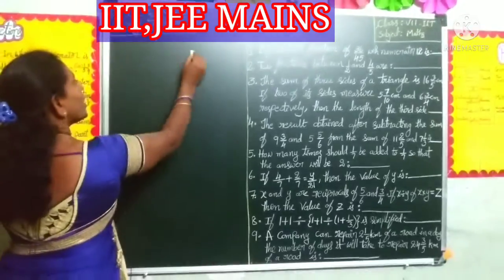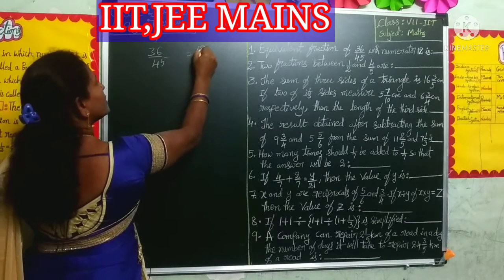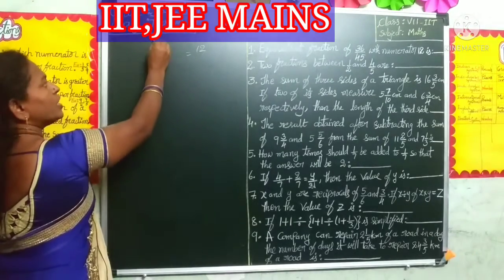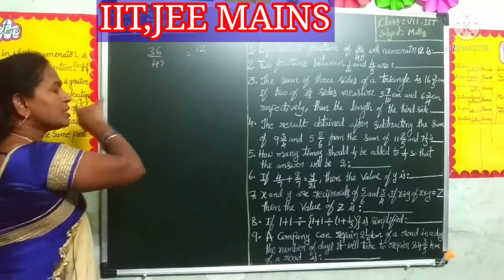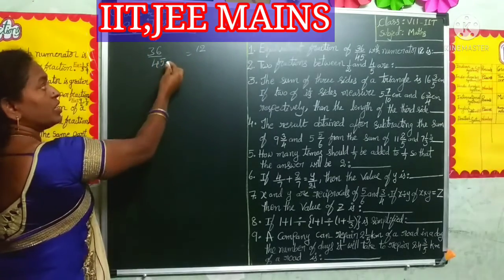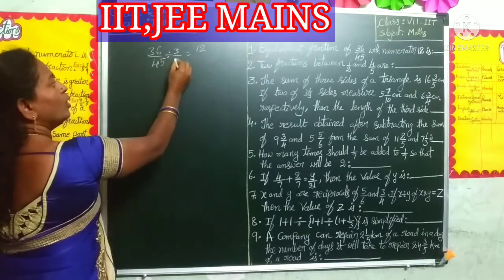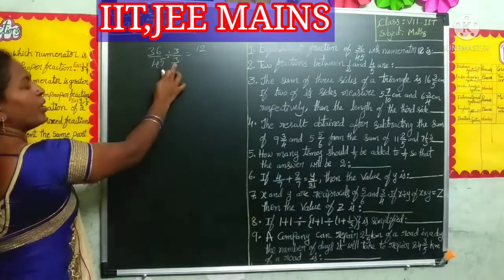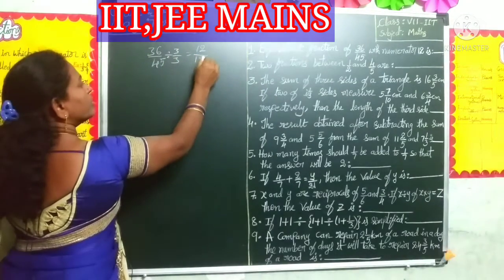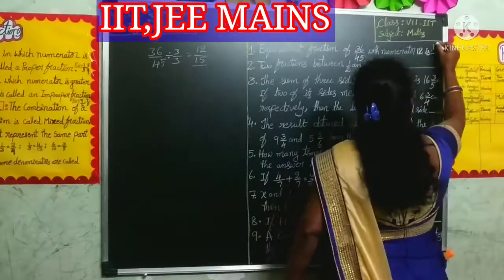Here the numerator should be 12. Check which number divides both numerator and denominator. 2: 36 is divisible by 2, but 45 is not. Next, 3: 3 divides both numerator and denominator. That's why you have to divide numerator and denominator by 3. 12 and 15. So what is the answer? 12 by 15.